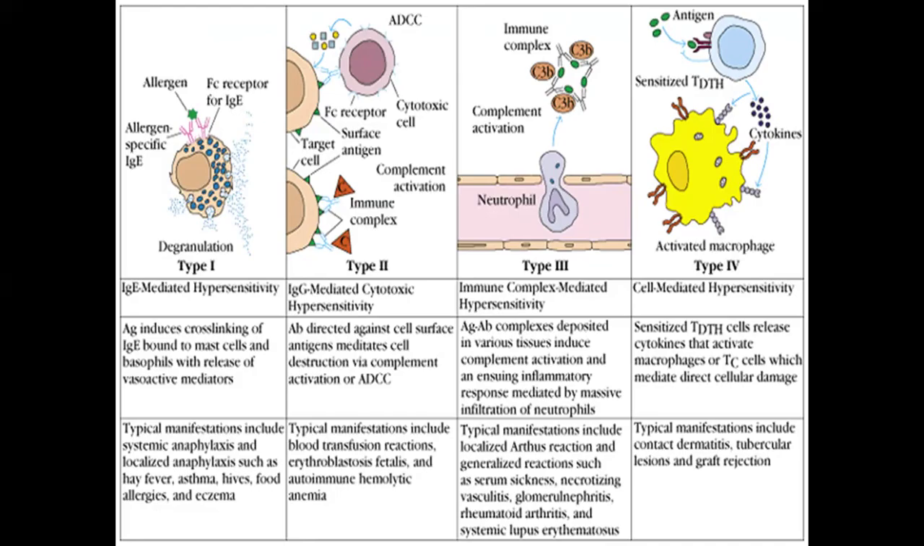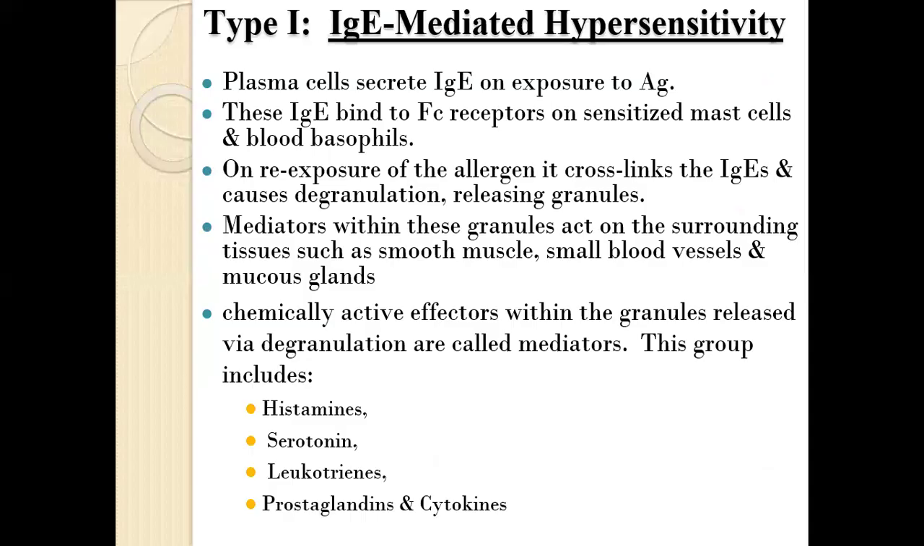This is a pictorial representation of type 1 hypersensitivity reaction, that is IgE mediated hypersensitivity reaction. As all of us know, plasma cells secrete IgE on exposure to antigen. This IgE binds to Fc receptors on sensitized mast cells and blood basophils. We already discussed this is due to the mast cell degranulation. So this IgE will bind to the Fc receptors on sensitized mast cells. On re-exposure of the allergen, it cross-links the IgE and causes degranulation, releasing granules.